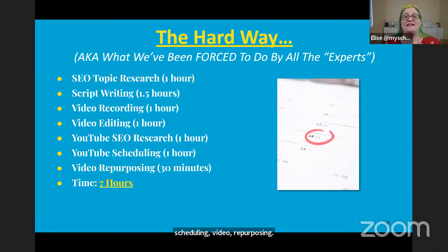Now, keep in mind, what they tell us is that we have to be doing this every single day. I don't have time to spend 7 hours a day on doing this, which is why so many of us don't do all of these things, and we're not successful. But this is what has to be done in order for it to be successful.